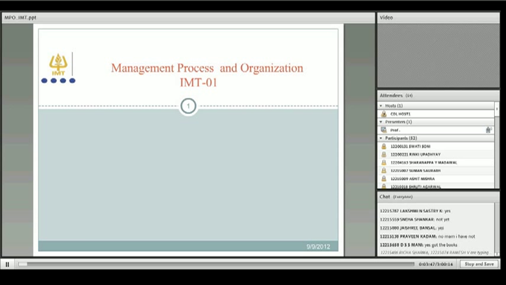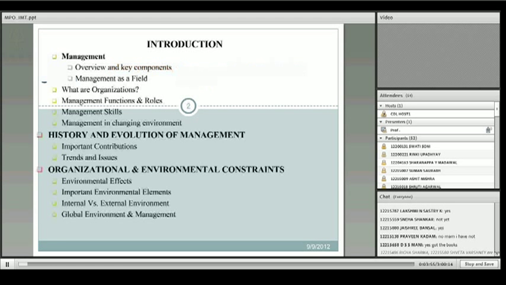If you can see it properly, those who have seen it, we have undergone a syllabus change of the subject. What we would be touching upon is what is management, an overview and key components, management as a field, what are organizations, management functions and roles, management skills, management in changing environment.